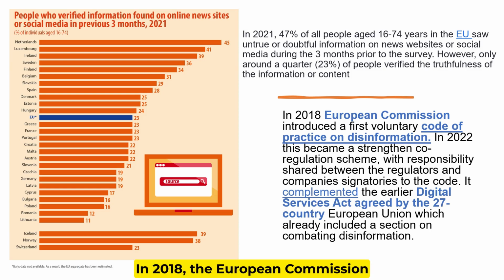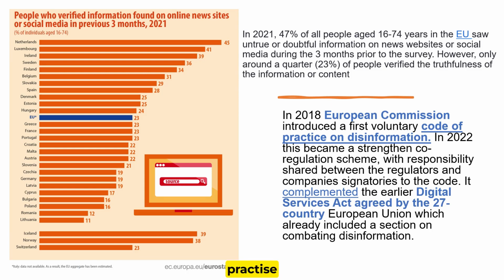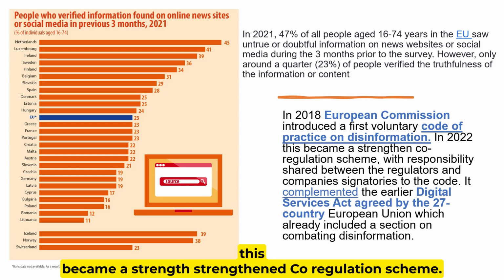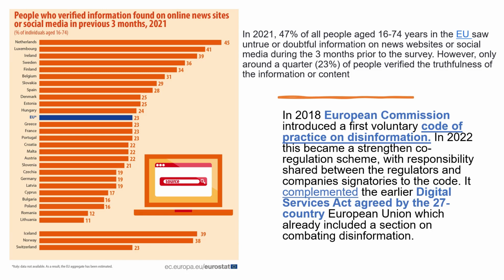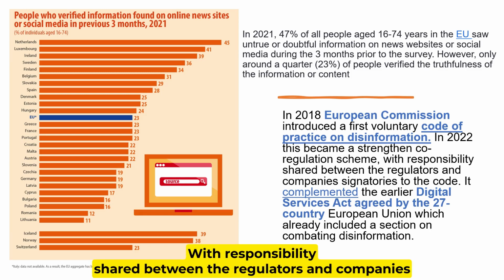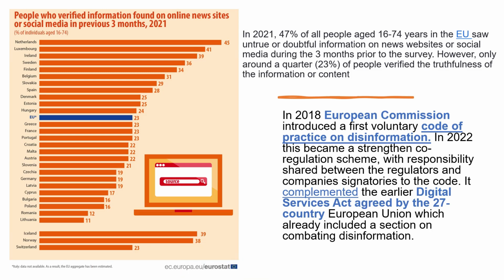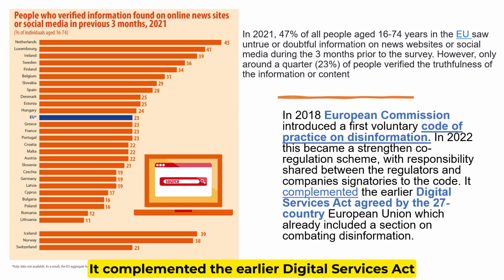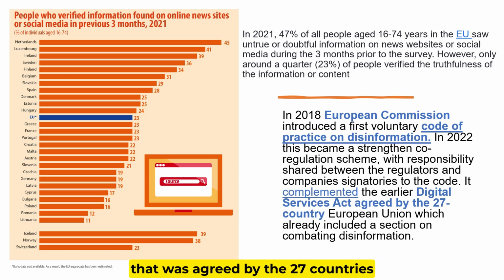In 2018, the European Commission introduced the first voluntary code of practice on disinformation. In 2022, this became a strengthened co-regulation scheme with responsibility shared between the regulators and companies signatories to the code. It complemented the earlier Digital Services Act that was agreed by the 27 countries of the EU, which already included a section on combating disinformation.